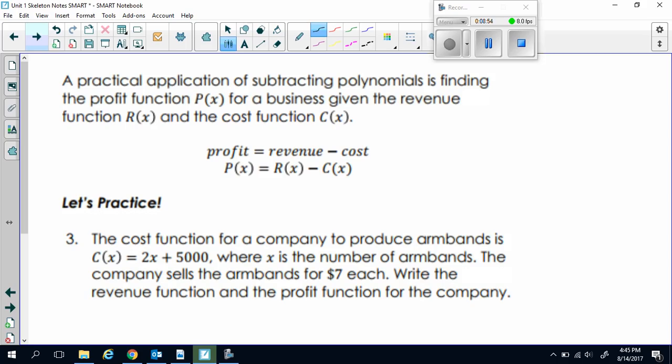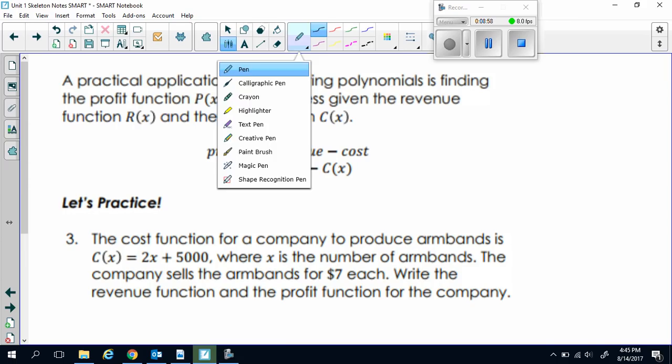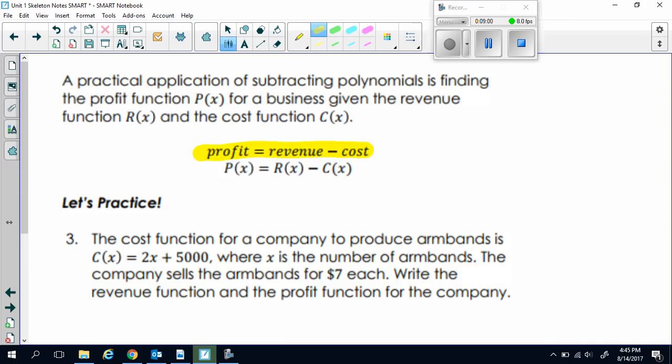The other thing that this unit talks about is profit and profit revenue. So the profit revenue equation is as follows. It's profit equals revenue minus cost. Sometimes you'll see it like this: P of x equals R of x minus C of x. So that is the first formula that you need to add to your formula sheet. So go ahead and make sure you do that. I'll give you a couple minutes. So go ahead and pause it. Make sure you add that to your formula sheet.